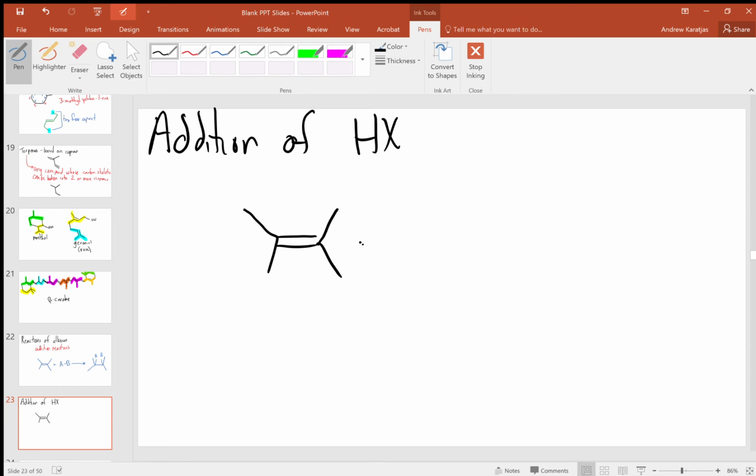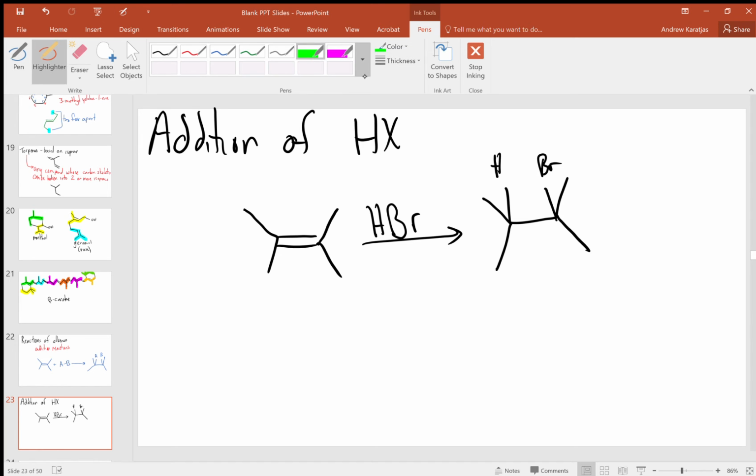So we can take our alkene, and we add HBr to it. The HBr is our A and B, if you think about the way we had it on the previous slide. And so as a result, the hydrogen gets added to one carbon, and the bromine to the other carbon. We also see that the pi bond, or the electrons of the double bond, are no longer there. And then the bond that was between the hydrogen and bromine is also gone.